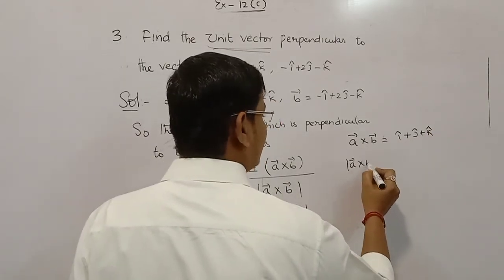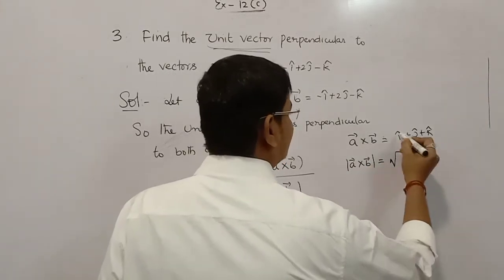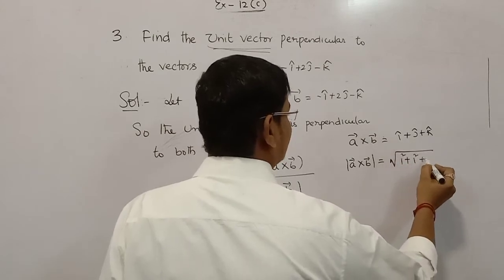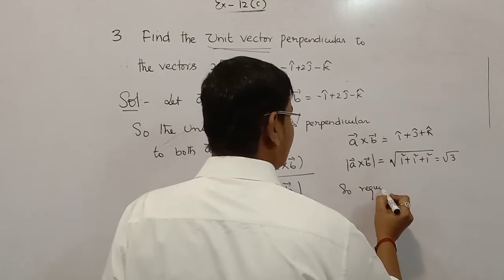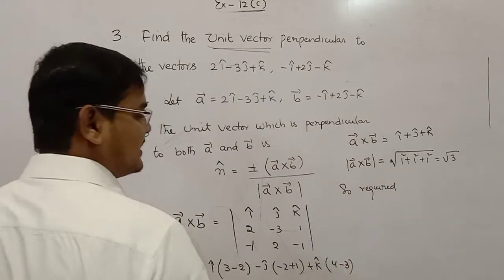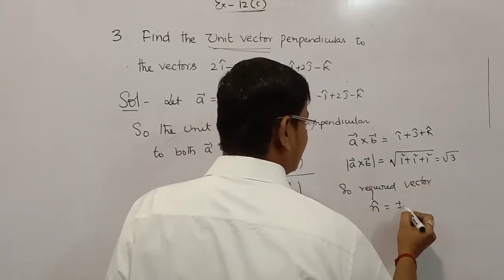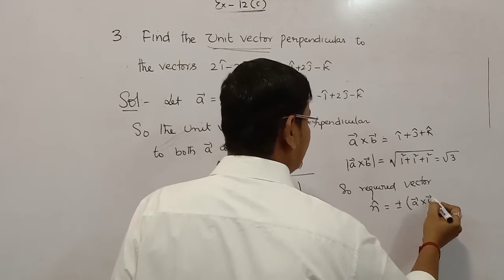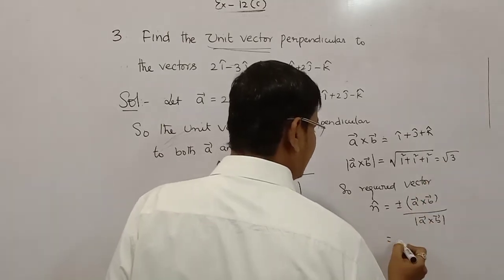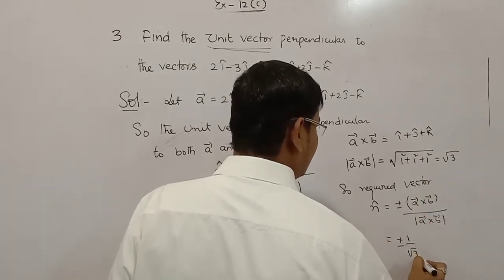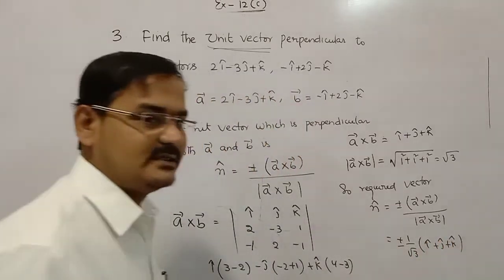Now the magnitude, or modulus, or norm of A bar cross B bar is the square root of the sum of the coefficient squares: 1 squared plus 1 squared plus 1 squared, that is root 3. So the required vector n cap is equal to plus or minus A bar cross B bar by magnitude of A bar cross B bar. Since the magnitude is root 3, you write plus or minus 1 by root 3 into (i bar plus j bar plus k bar). So all of you get that.